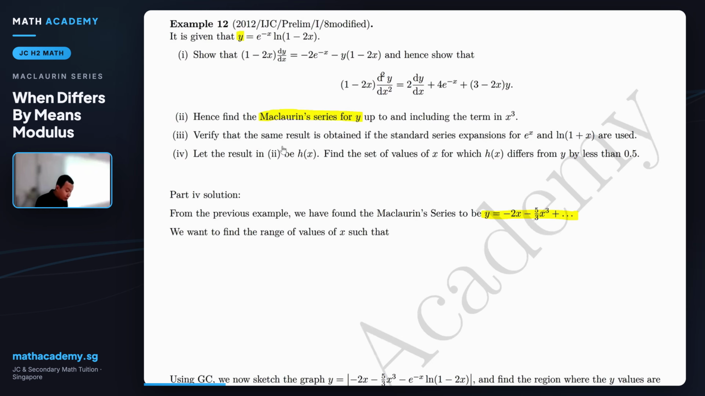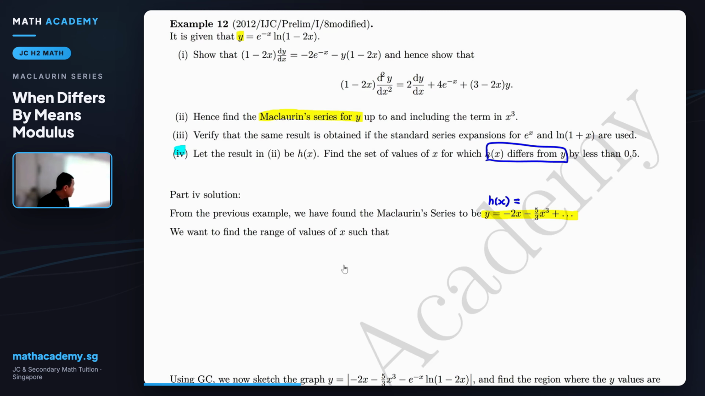Now, what will happen after this? Then I jump straight to part 4. They say that can we let the result in part 2 be called hx, which means that they would like to call this as an hx equation. This is my hx. We find the set of values of x for which h will differ from y by less than 0.5. The crucial part I need you to know is this particular statement.